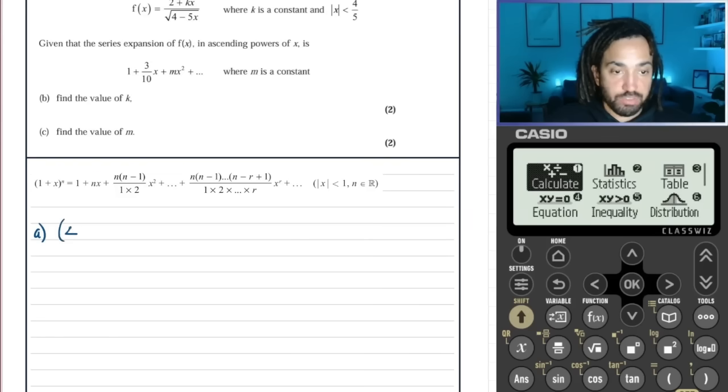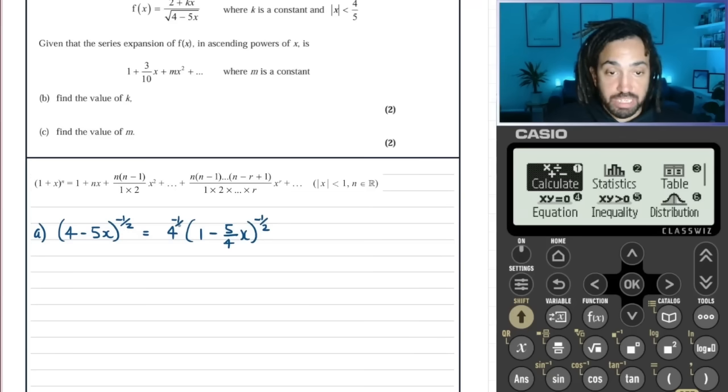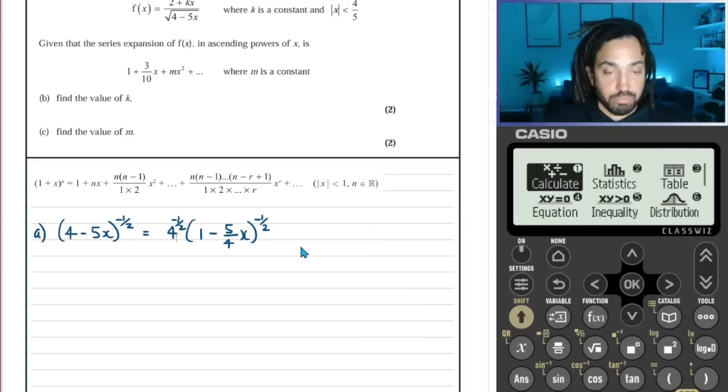Okay, so we're going to say that 4 minus 5x to the power of minus a half is equal to, now if I bring that 4 outside of the bracket, that's perfectly fine. It means everything inside is going to get 4 times smaller, like so. But if you ever take a factor out of a bracket that's raised to a power, you must bring that power out with it, like so. Okay, great. So what we can do is say that 4 to the minus a half is a half. Okay, and then we can open up a big bracket and we can apply this formula.